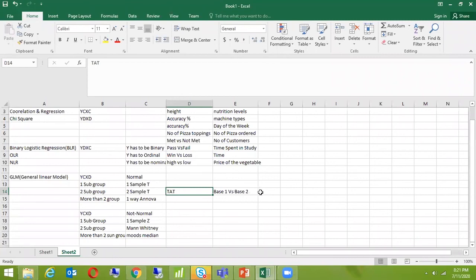Any more examples? Now Rahul, any example of Y continuous and two subgroups? Shaft diameter versus product A and B. Sorry Mahesh, can you repeat? Shaft diameter, yeah, shaft diameter versus product A and B. Very good. Diameter versus product A versus B. Very good.